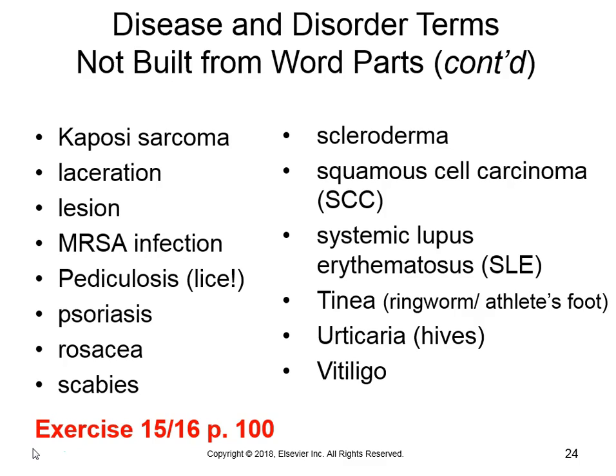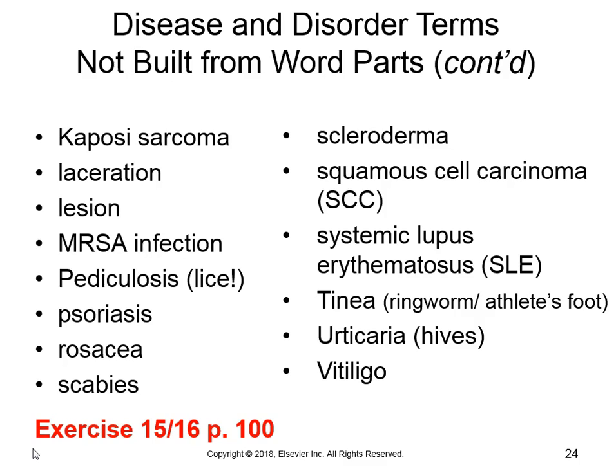Kaposi sarcoma, as we learned previously, a sarcoma is going to be a tumor or a cancerous tumor. And in this case, it gives purple or brown papules, which is a word that we will learn, in different areas of the body. It's a common consequence of AIDS. So individuals with AIDS commonly get these little nodules all over them.